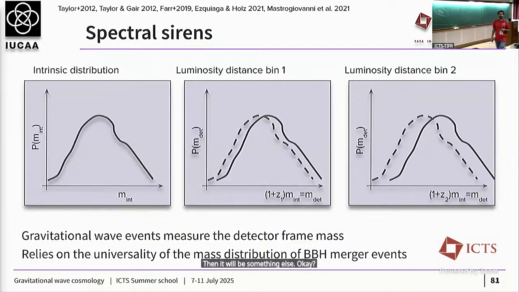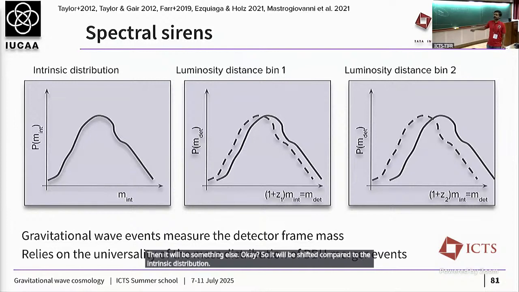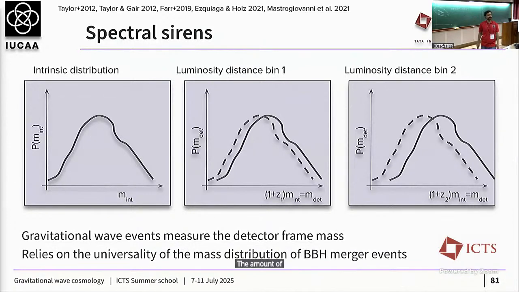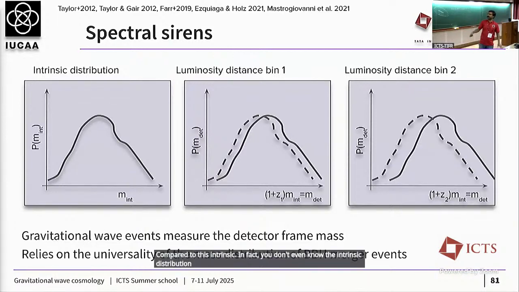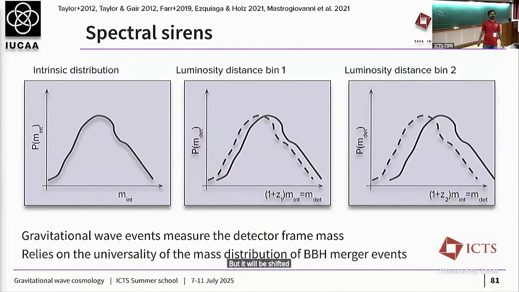Okay? So it will be shifted compared to the intrinsic distribution. The amount of shift that is there can tell you the redshift of these events. Right? Okay? So if there is an intrinsic distribution, the detector frame masses, and you plot their distributions, it will be shifted compared to this intrinsic. In fact, you don't even know the intrinsic distribution, but it will be shifted, right?